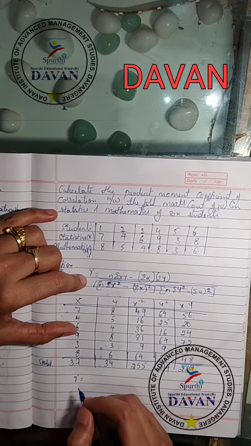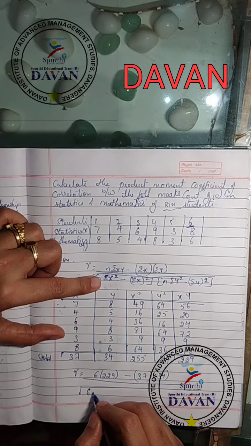Now what is small letter n? Small letter n is the number of students. How many students we have? 6 students. They have also given in the question and it's also been shown in the table. So value of n is 6. Summation x into y, that is 229 minus summation x into summation y. So what is summation x? That is 37 into summation y is 34, whole divided by square root of n is again 6, summation x square.